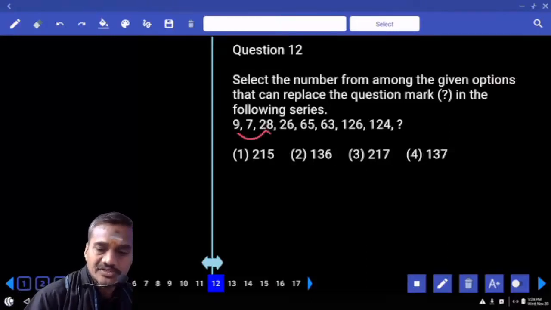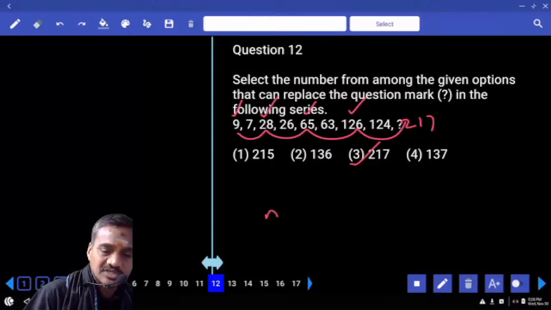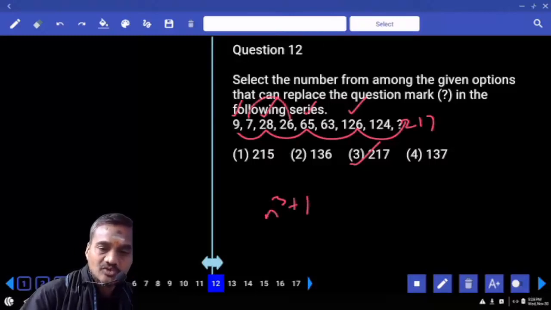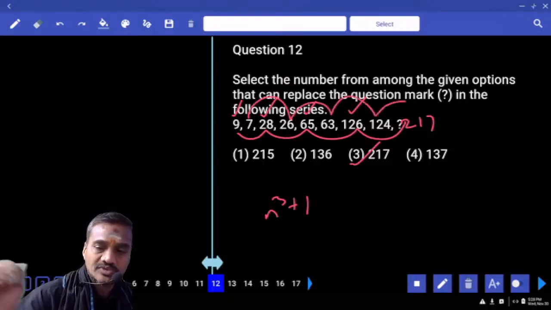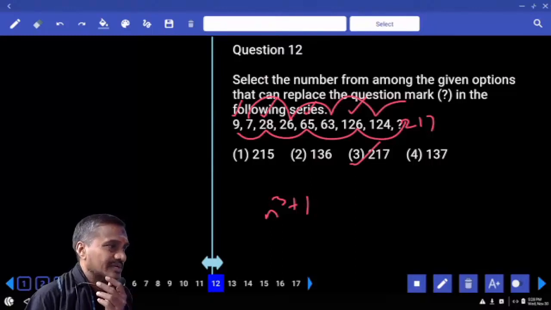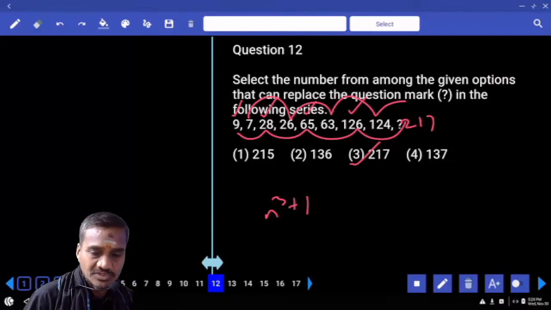Now 9, 28, 65, 126 can be written as, 9 can be written as 2 cube plus 1, 3 cube plus 1, 4 cube plus 1, 5 cube plus 1, and 6 cube plus 1, that is 217. Every alternate number starting with the first number can be expressed as n cube plus 1. And the remaining numbers, 7, are n cube minus 1: 2 cube minus 1, 3 cube minus 1, 4 cube minus 1, 5 cube minus 1, and so on. Then alternate numbers starting with the first number are n cube plus 1, and the remaining numbers are n cube minus 1. Question number 12.